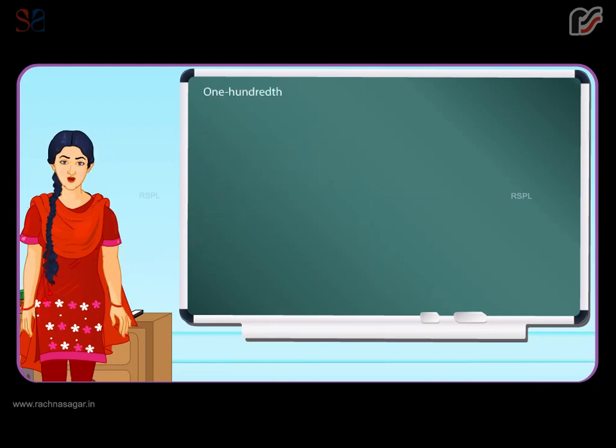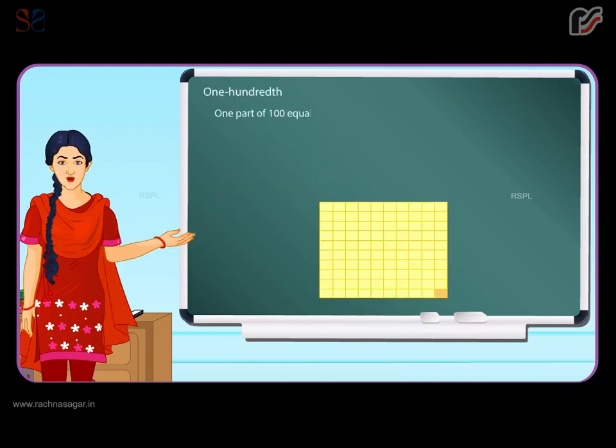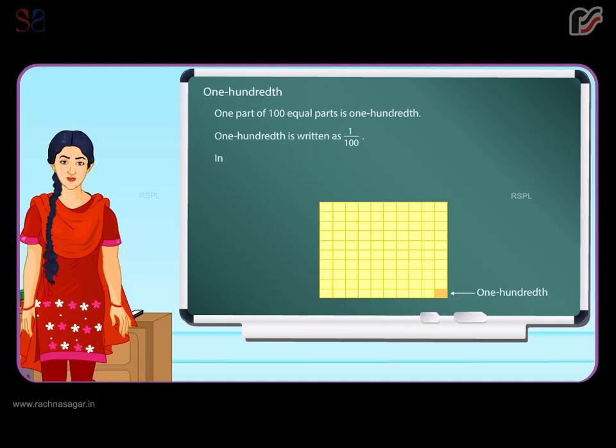One-hundredth. One part of 100 equal parts is one-hundredth. One-hundredth is written as 1 by 100. In decimal form, we write it as 0.01. 1 by 100 is equal to 0.01, which is equal to one-hundredth.